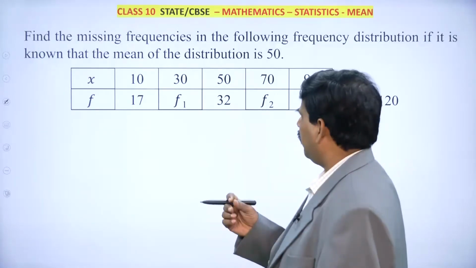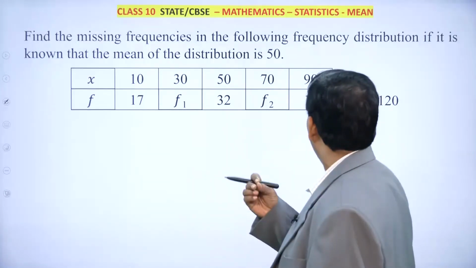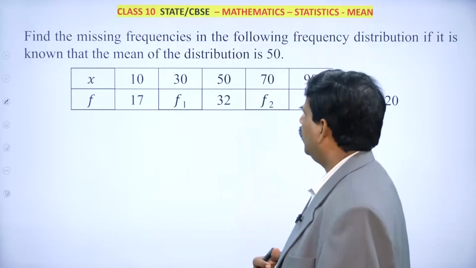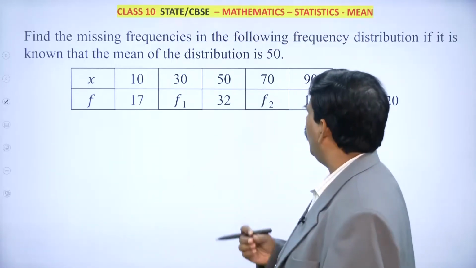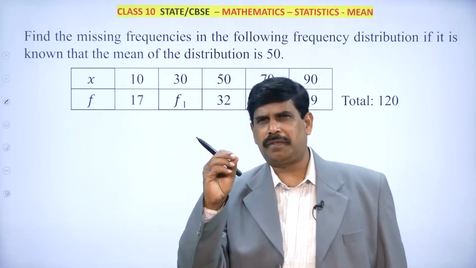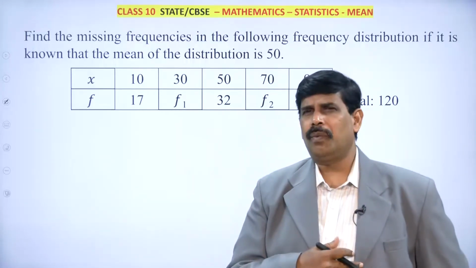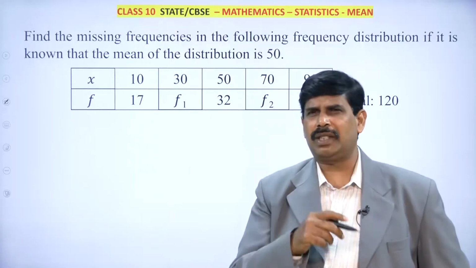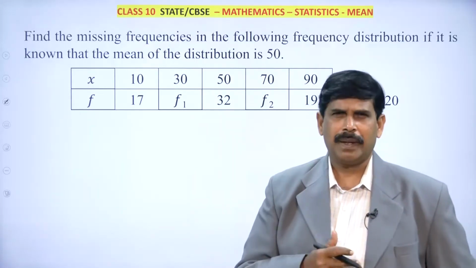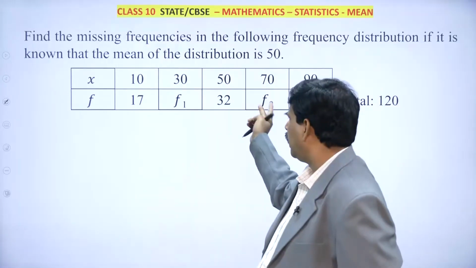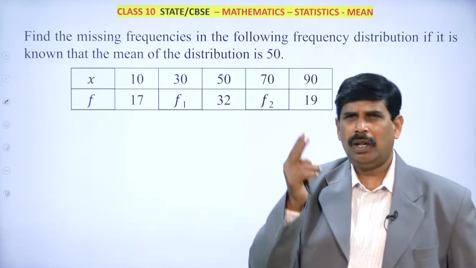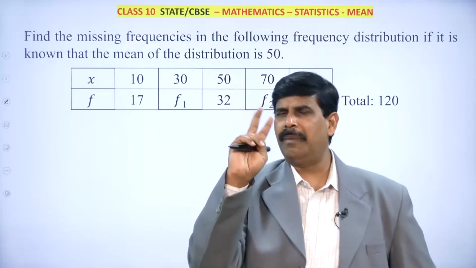Find the missing frequencies in the following frequency distribution, if it is known that the mean of the distribution is 50. See, in the earlier problem, we had missed only one frequency, so we could solve it. But here, two frequencies are missed. How many of them are missed? Two of them are missed.